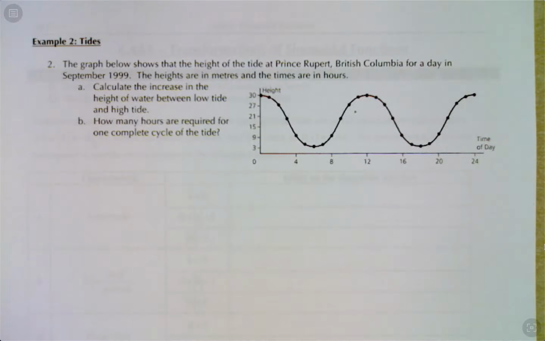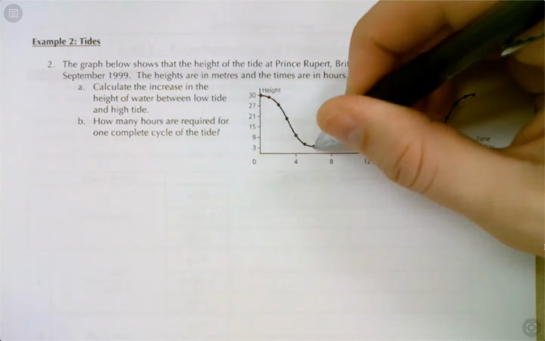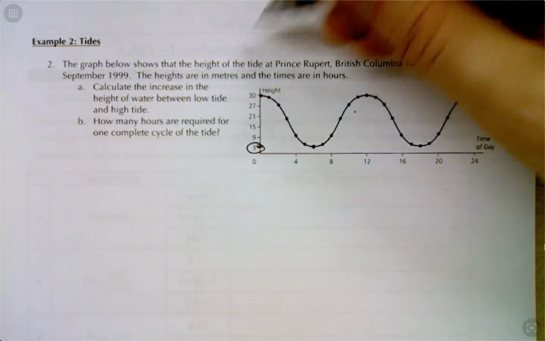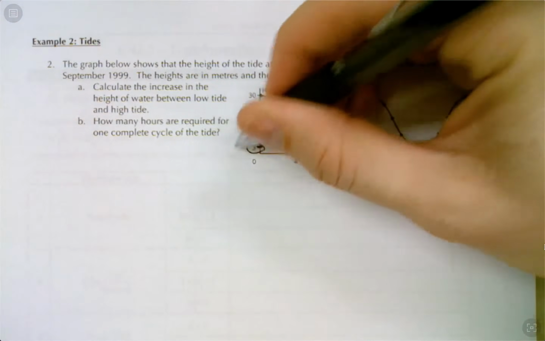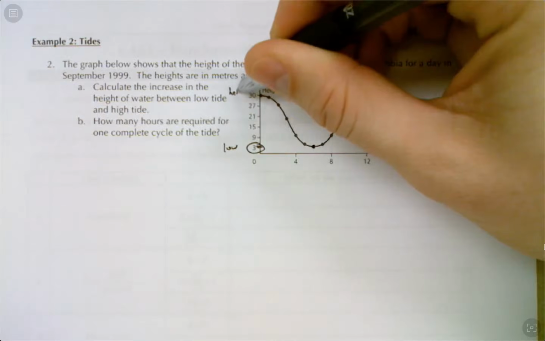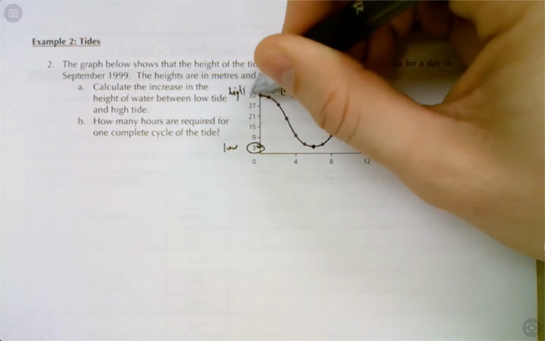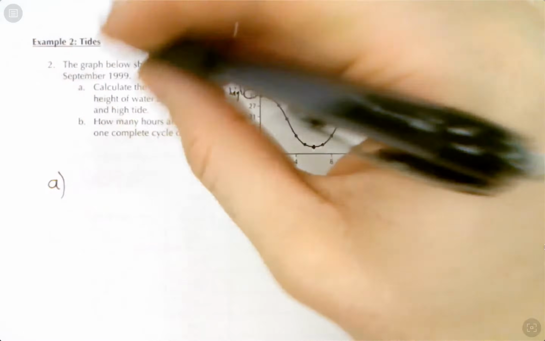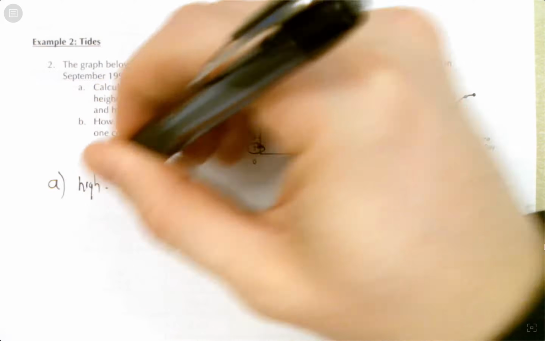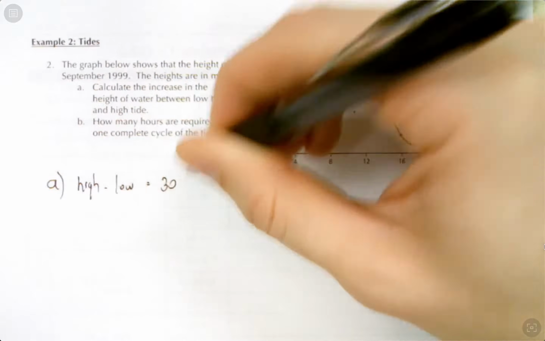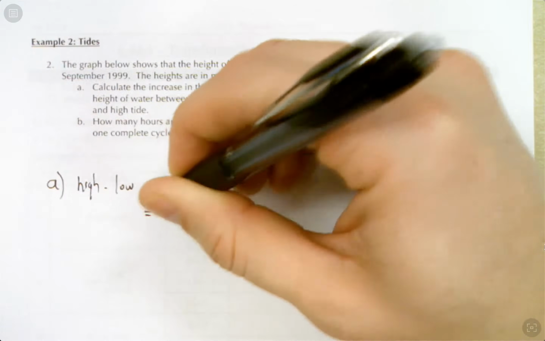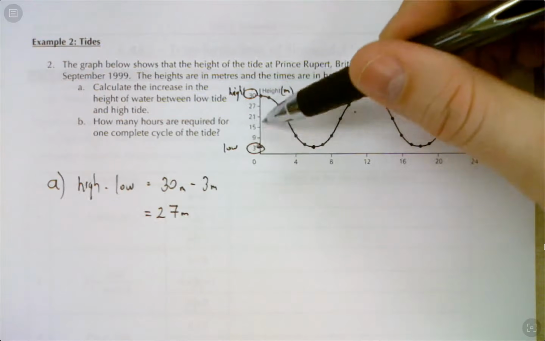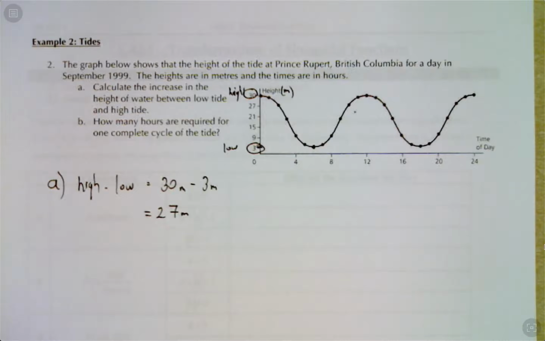Well, where's low tide? Low tide would be right here, and that would be at about 3, and we're in meters. 3 meters, that's low. High would be 30. So the difference between 30 and 3. So A, let's say high minus low would be 30 meters minus 3 meters. So the difference is 27 meters. So that would be like double the amplitude. Because remember, the amplitude's from the middle to the max or the middle to the min. If you put 2 amplitudes together, that'd be like a double amplitude.